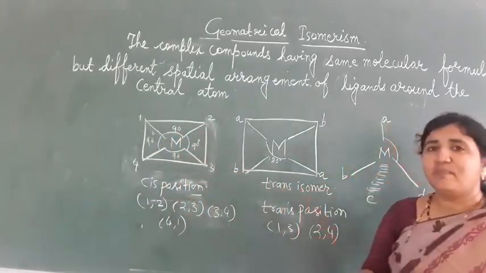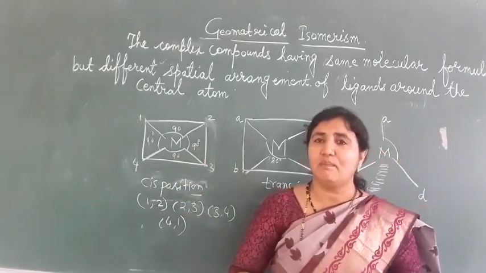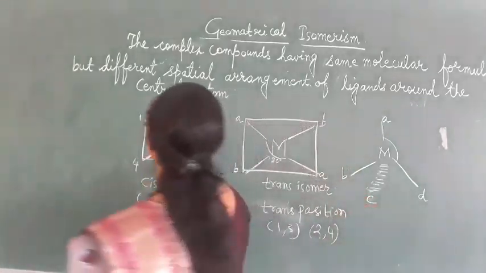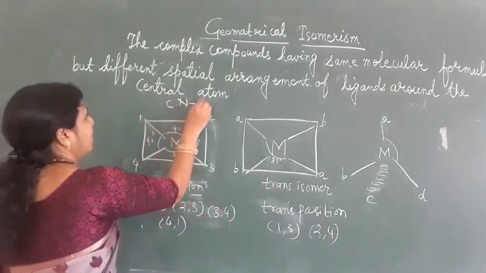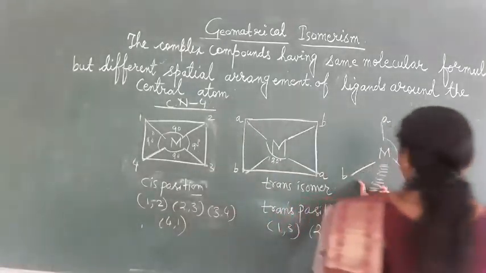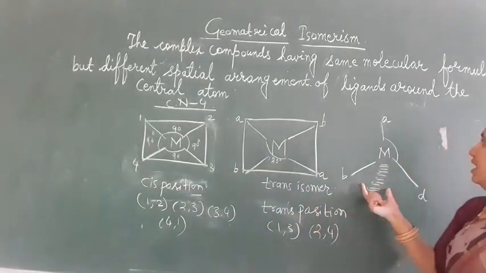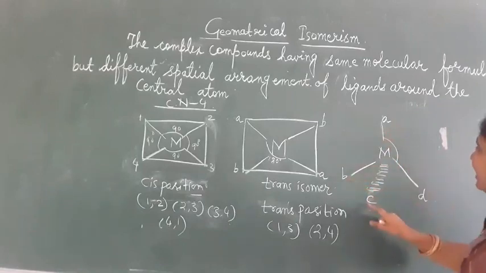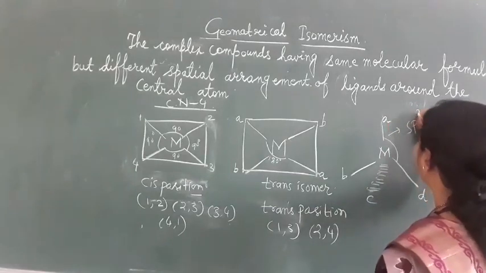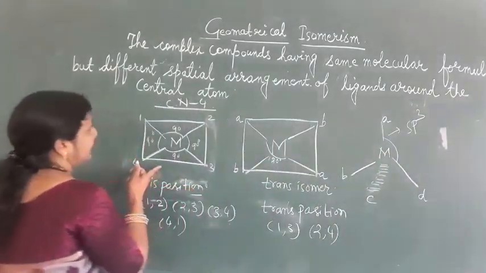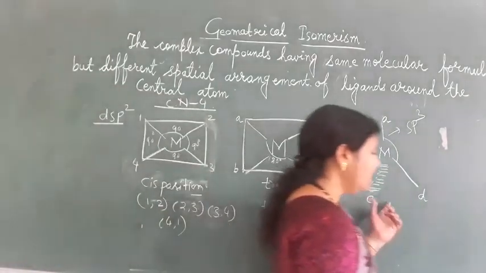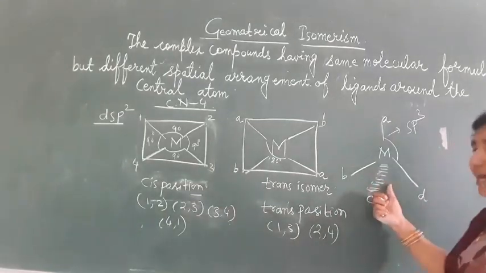See here, this geometrical isomerism can take place in complex compounds of coordination number 4 and coordination number 6. So this is coordination number 4. The geometry can be square planar and also tetrahedral. In the tetrahedral also, 4 ligands will be there around the central metal atom. Tetrahedral hybridization is sp3 and this is square planar. Square planar hybridization is dsp2 here.